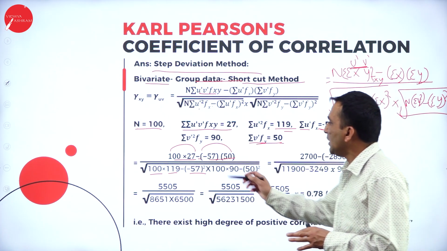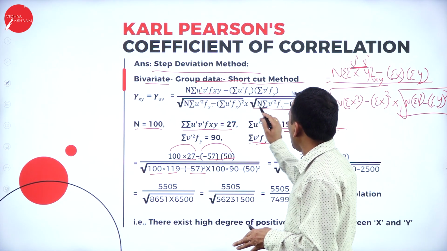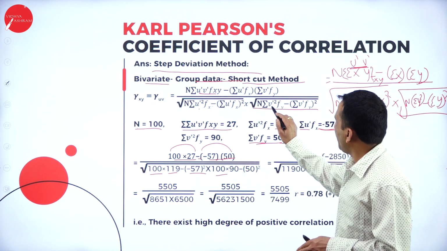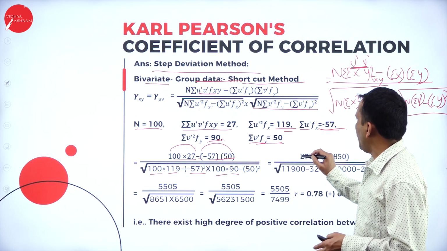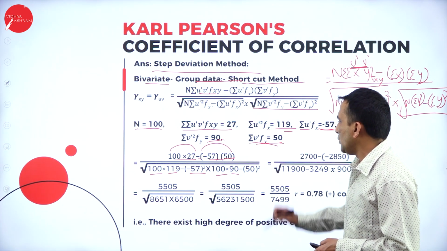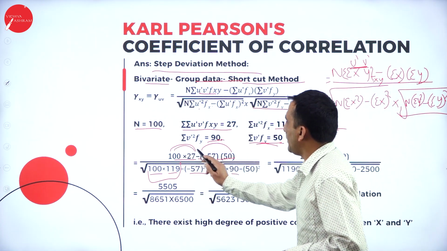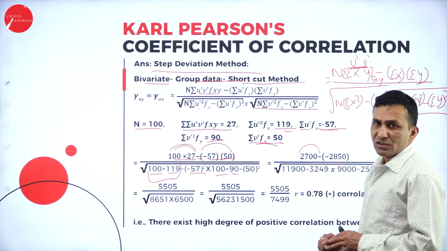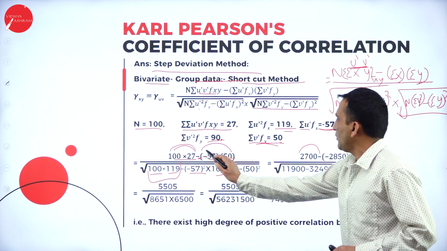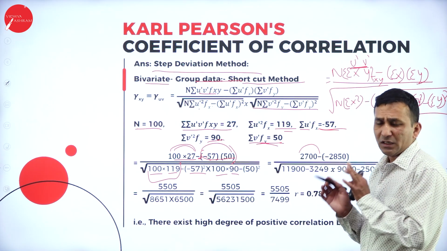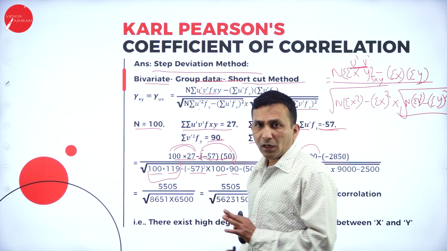So directly we can write, and minus, as it is a minus sign, sigma u dash f dash we got already minus 57. Take this square, multiply, and again for the y series, n is 100 and v dash square f we got 90, and the last value v dash 50 to the power of square. We need to simplify separately. First I multiplied, I got 2700, and again I multiplied, minus into minus, we get 2850. Now the denominator part, removing the root.